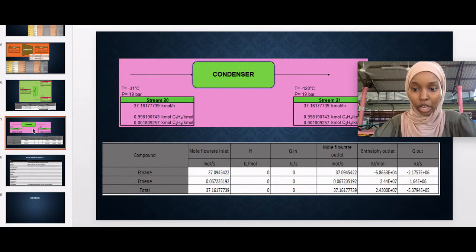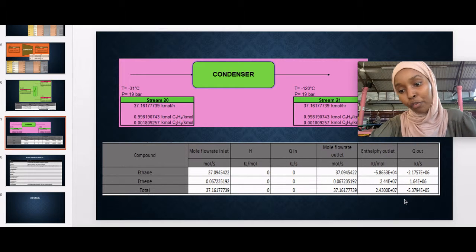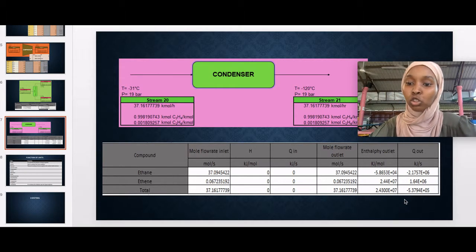After that, we will calculate the Q associated with that, and it turns out that the Q is negative 5394 to the power of negative 5 kilojoule per Celsius.